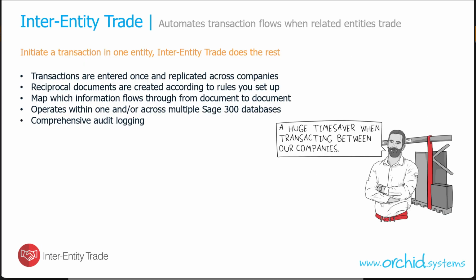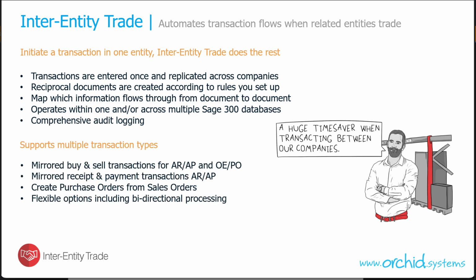So inter-entity trade lets you initiate a transaction in one entity, and inter-entity trade does the rest. Transactions are entered once and replicated across companies. You configure the rules to know how and what documents need to be created automatically. You map which information flows through from one document to another, which we'll look at. And it operates within one or across multiple Sage 300 databases, and includes comprehensive audit logging.